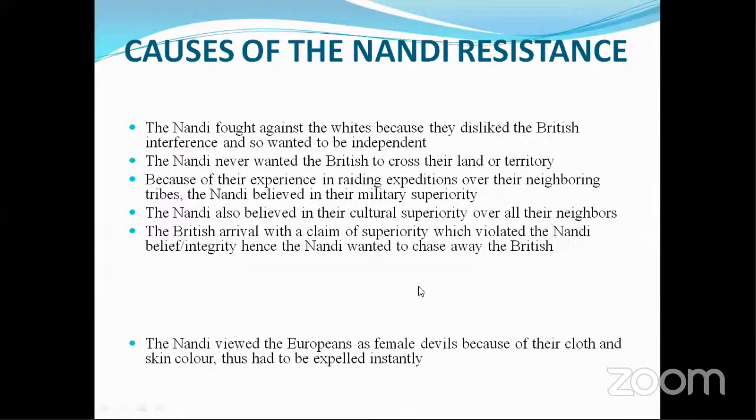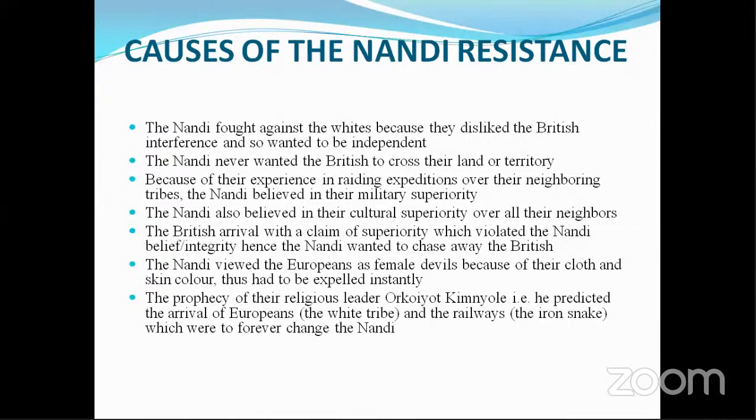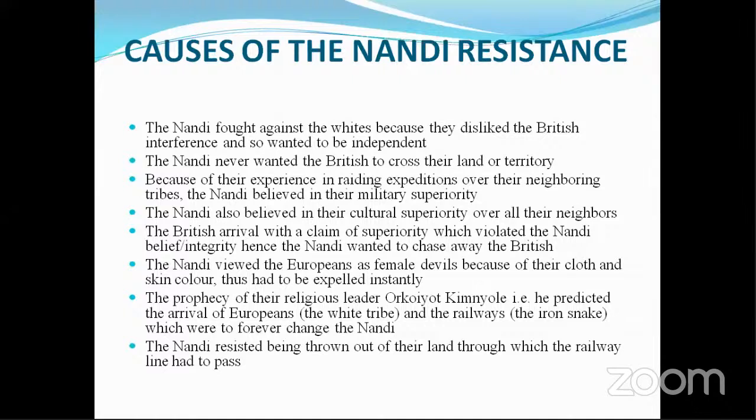Then there is also this one here. The NANDI looked at Europeans as female devils. Someone has just given that point. Yeah, the prophecy of the leader Okoyot Kimunyole. Now Okoyot, of course, you know the prophecy, who actually prophesied the coming of the white tribe, the iron snake, of course, meaning the railway line, and all of these were to disorganize the NANDI. So they had to fight because they had that. There was a leader who prophesied that at one time the white man will come and attack you.